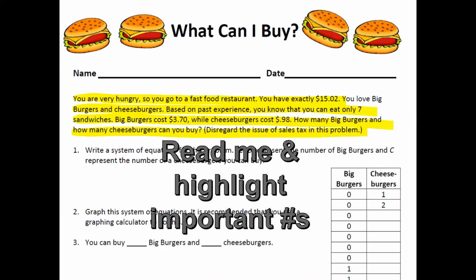All right, so you're very hungry and you're going to a fast food restaurant. You have exactly $15.02. You love big burgers and cheeseburgers, no difference or preference. Based on your past experience, you know that you can only eat 7 sandwiches. Big burgers cost $3.70. Cheeseburgers cost 98 cents. So how many big burgers and how many cheeseburgers can you buy and eat? You can't eat more than 7 without probably vomiting, and you only have $15.02. So how can you maximize the number of burgers that you can eat, but also be cost effective and not exceed $15.02? So go ahead and read the question, highlight the important numbers.